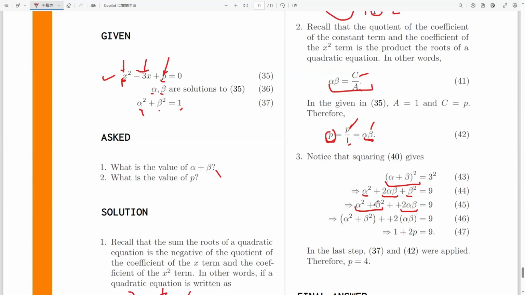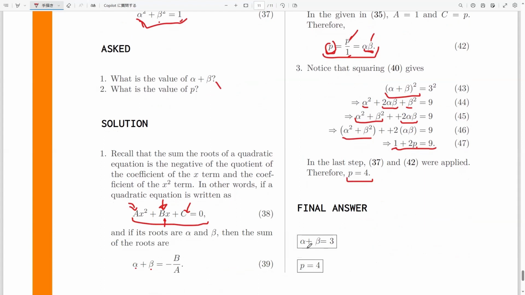But alpha squared plus beta squared, we know that to be 1, okay? So we can just replace that with 1 there, right? And alpha times beta, we know that from here. That's just p. That's what we're looking for. So we replace that with p. So we are left with this equation here, which is easily solved, right? We just move the 1 to the other side and divide by 2. We get p equals 4. And so we know that alpha plus beta is 3, and we know that p is 4.